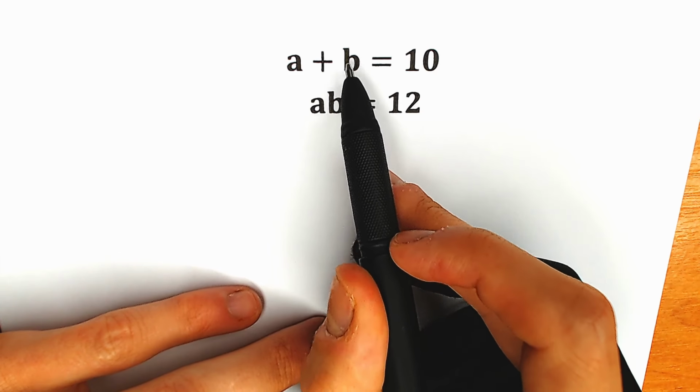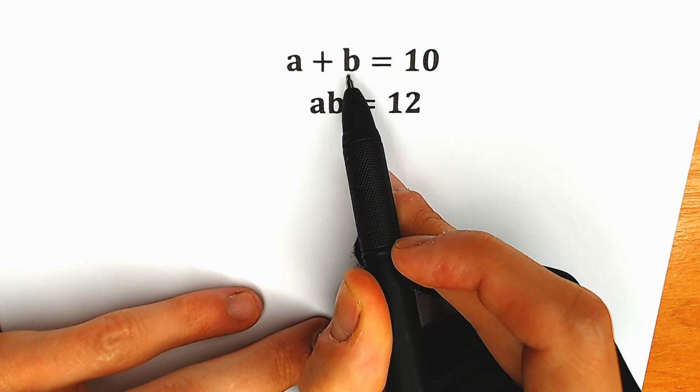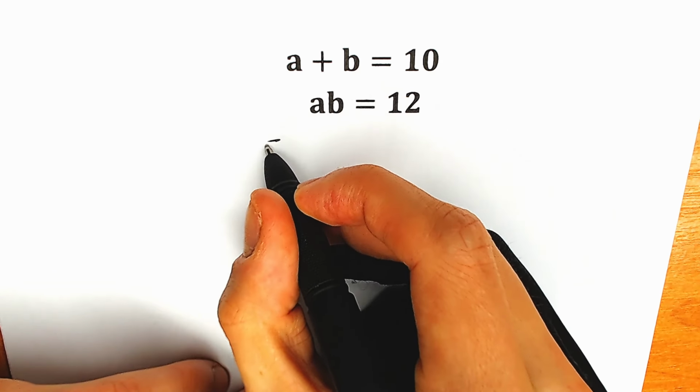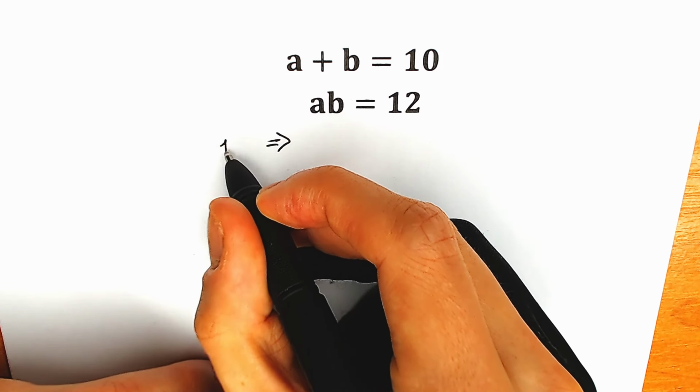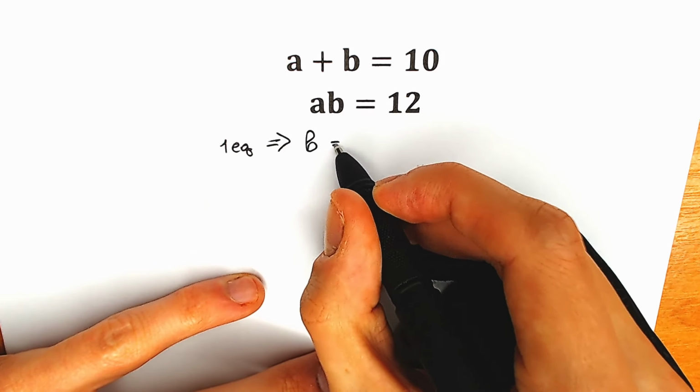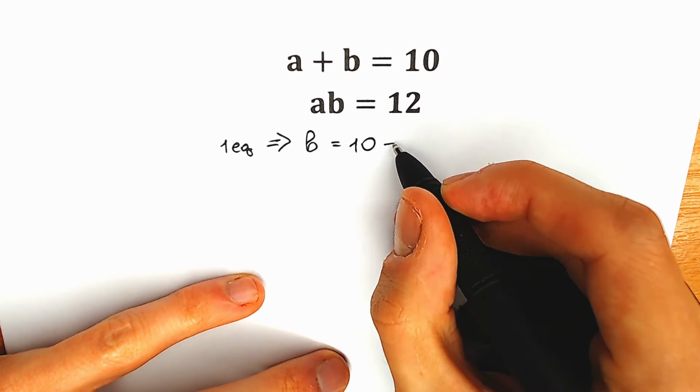Okay, so first of all, from the first equation, let's express b. So b equals 10 minus a. This is our first step. From the first equation, we have the next expression: b equals 10 minus a. I hope you understand it.